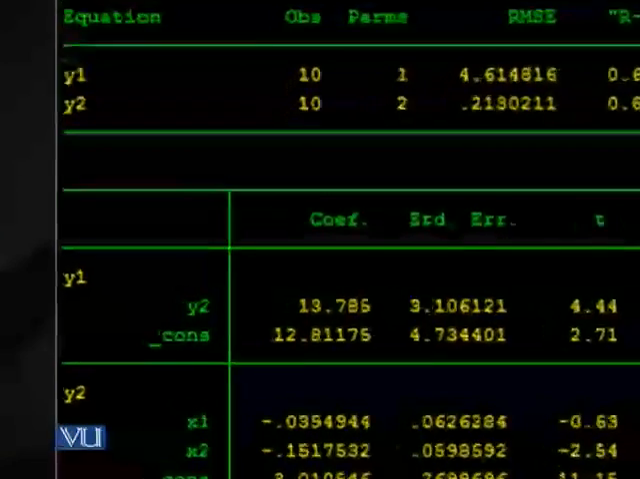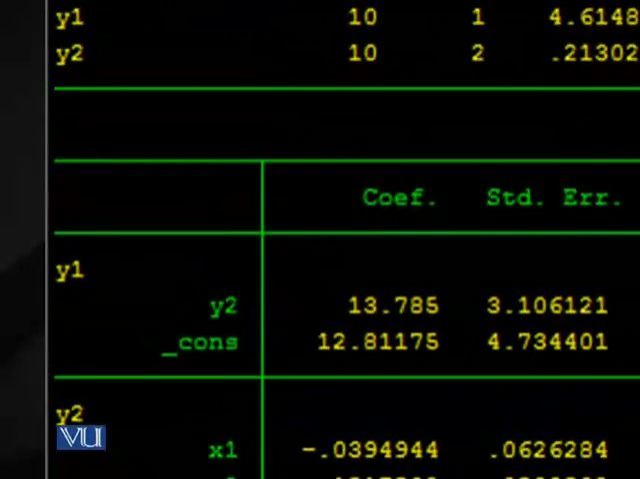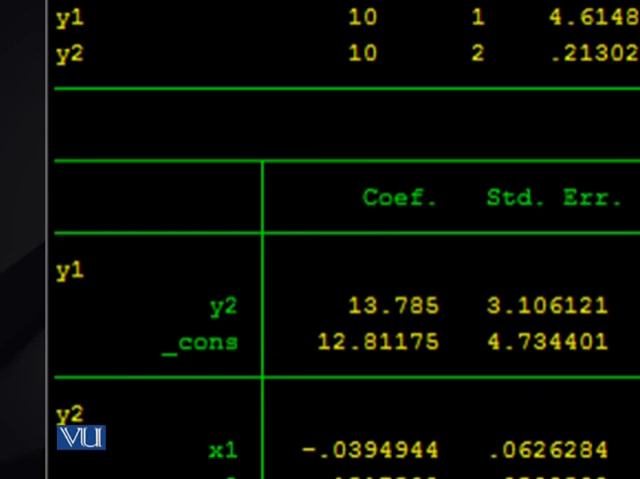In the second part, you have both the stages. Stage 2 is given before stage 1 here, because these are the results you want. That is, for y2 you have a coefficient of 13.785 and a constant, that is the intercept, of 12.81175 in the first column labeled coefficients. So this 13.785, given against y2, is the slope coefficient of the equation, estimated through two-stage least squares. And 12.811 is the alpha naught, the intercept, the constant of this equation.